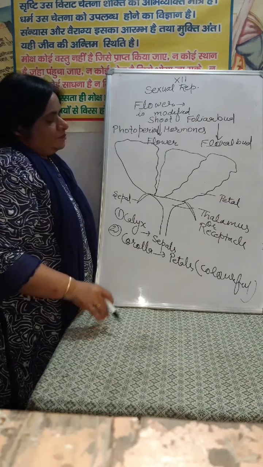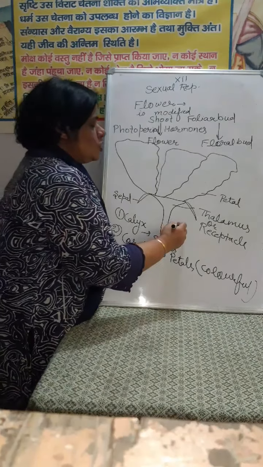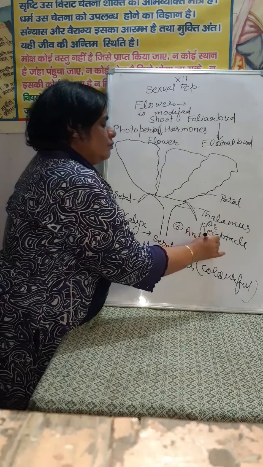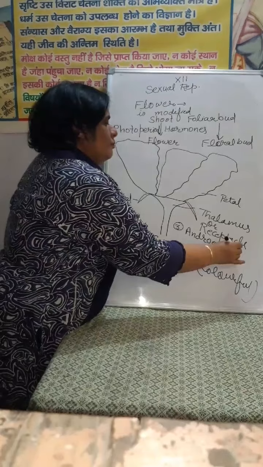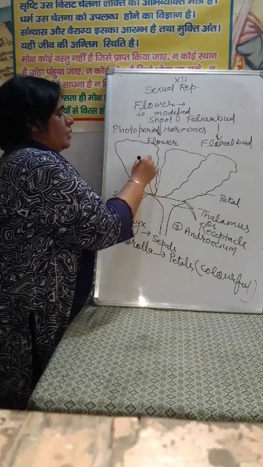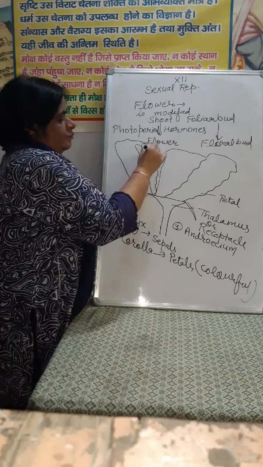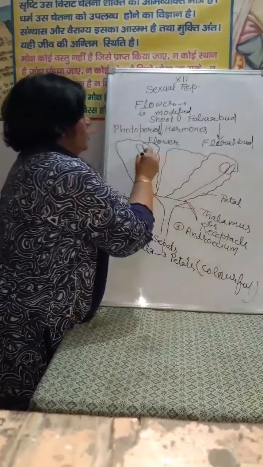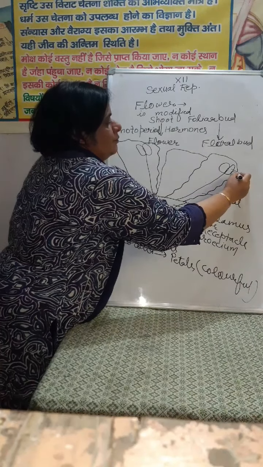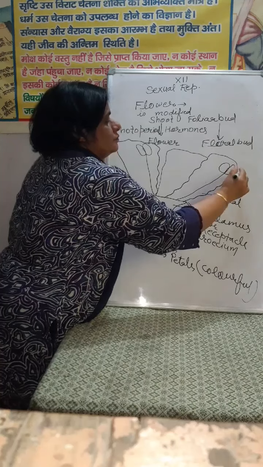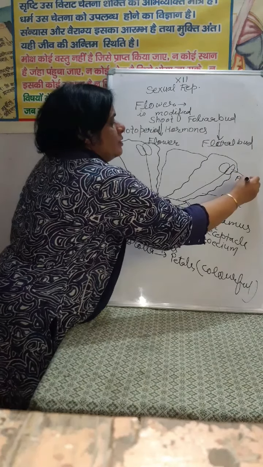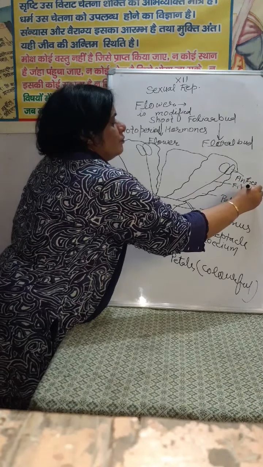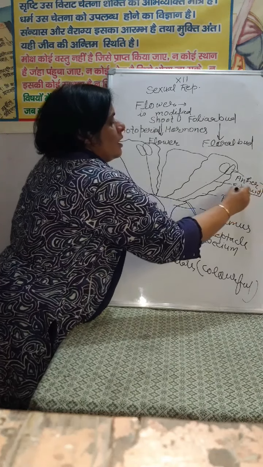Then the third part is androecium. Androecium, this one. Androecium is the male reproductive organ. It consists of these anther, this is anther and this is filament, and these are collectively called stamen.